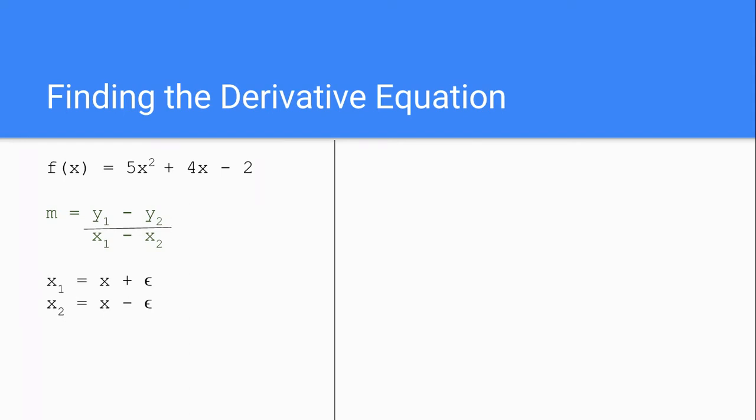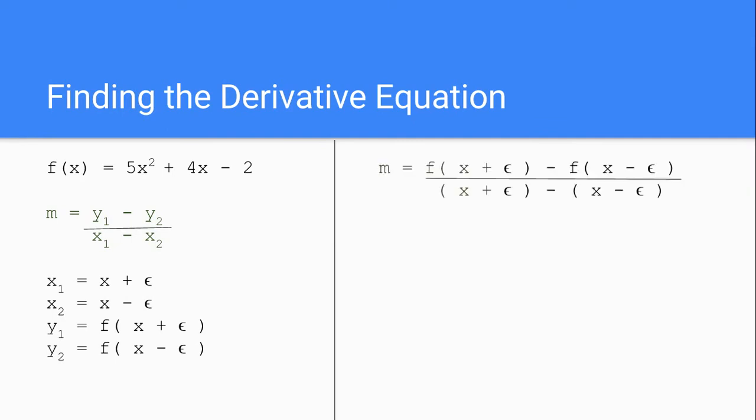And then x2 is we're going to take x, and we're going to move it to the left by the infinitesimal. And then y1 is going to be, we're going to take the function f of x, but we're going to plug in this new x value. And then the y2, we're going to plug in the new x value. So we're plugging x1 into y1. So y1 is equal to f of x1, while y2 is equal to f of x2. So then we plug those into our slope, and we get this right here.